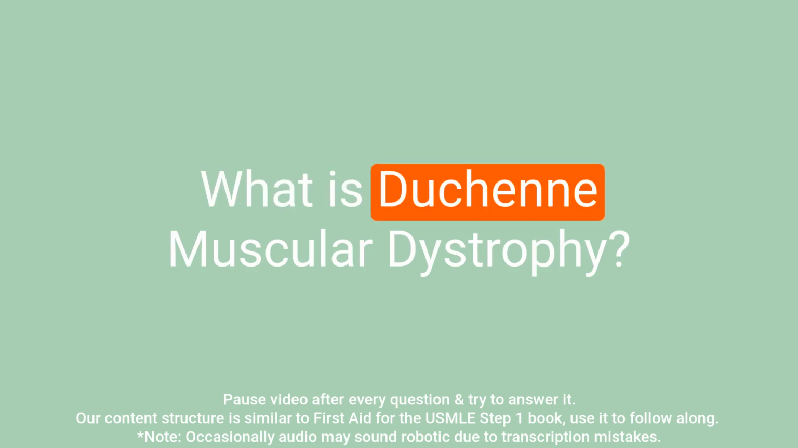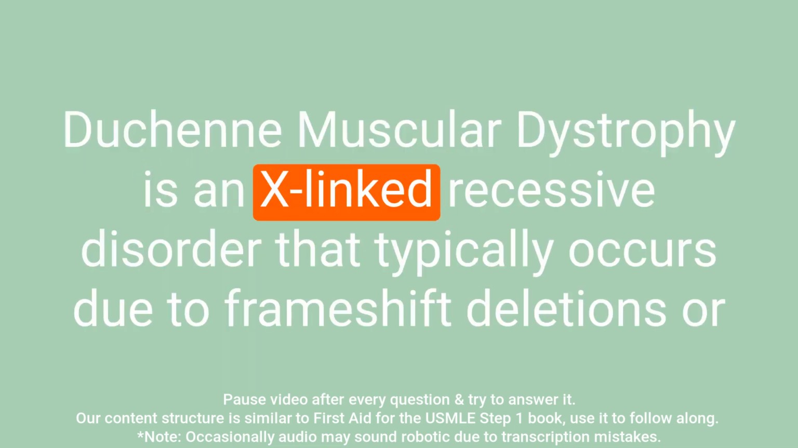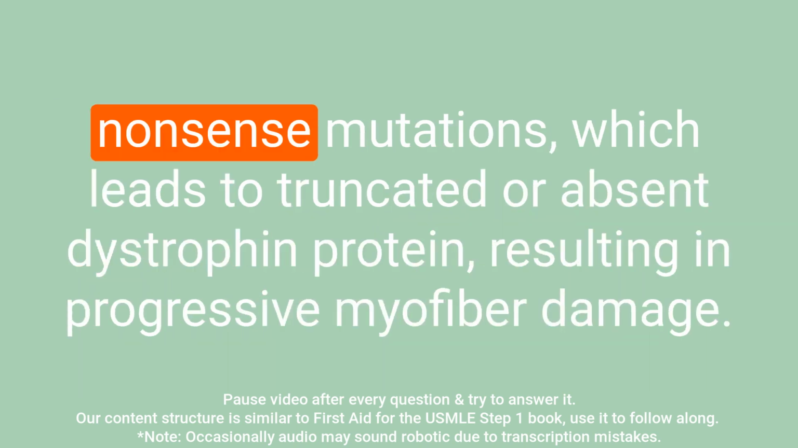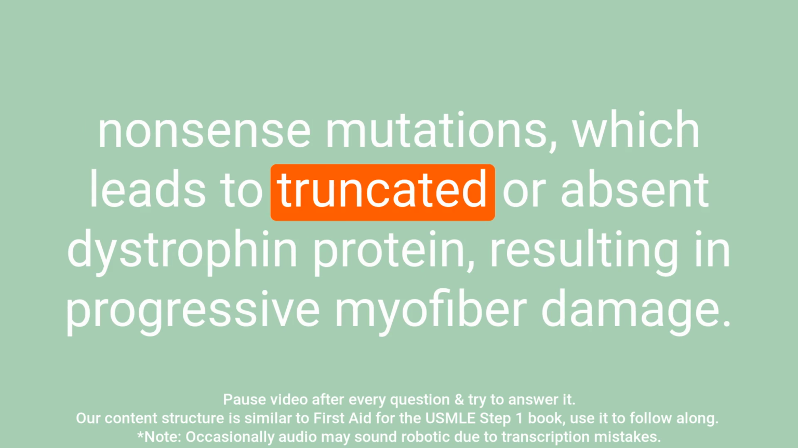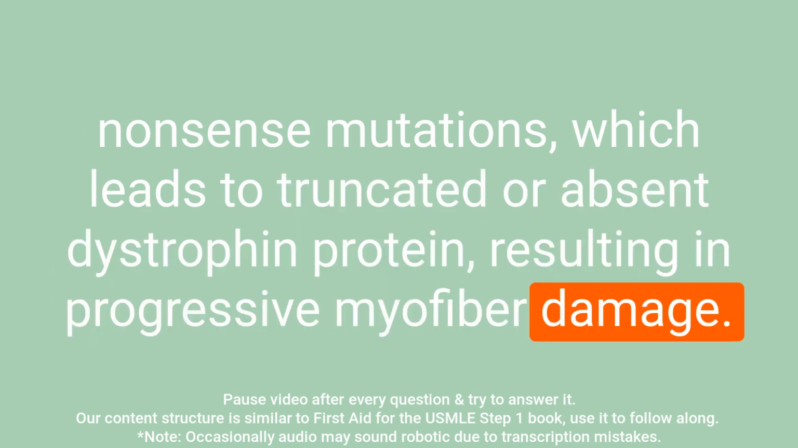Question: What is Duchenne Muscular Dystrophy? Answer: Duchenne Muscular Dystrophy is an X-linked recessive disorder that typically occurs due to frameshift deletions or nonsense mutations, which leads to truncated or absent dystrophin protein, resulting in progressive myofiber damage.